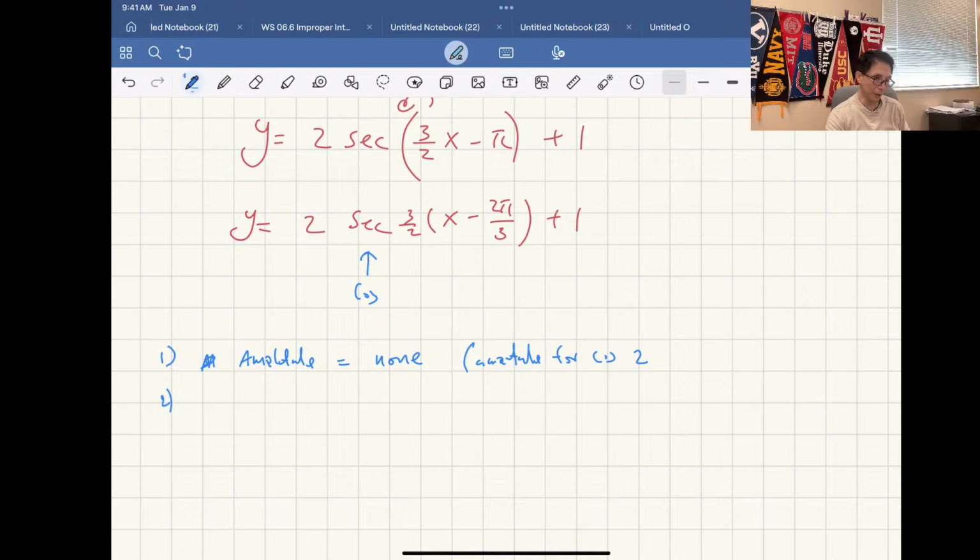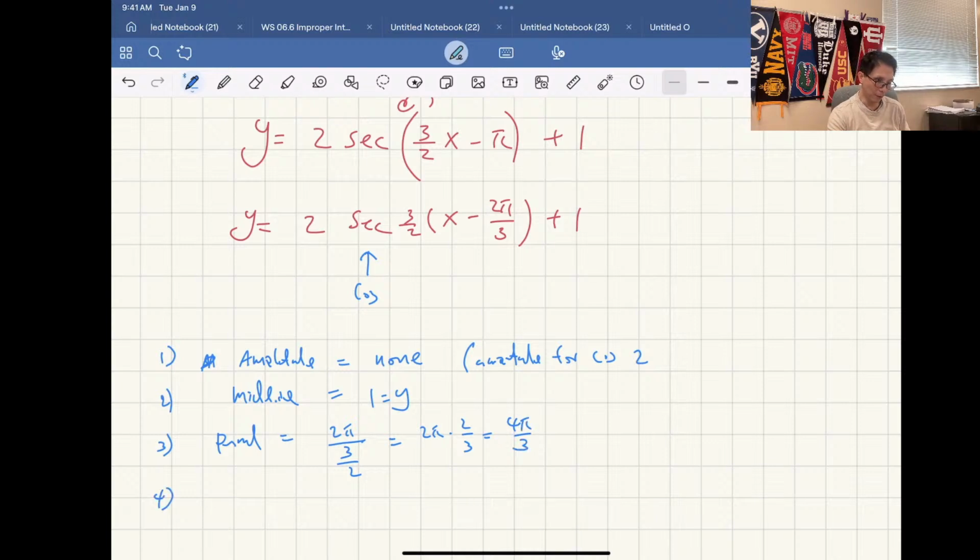Second thing I will get is the midline. So the midline is equal to 1, or y equals 1. You must have that on the graph, y equals 1, and you must put it in the graph. Third, I'm going to know the period. What is the period? Well, it's 2 pi over 3 over 2. So it'll be 2 pi times 2 over 3. So that's 4 pi over 3. Is that okay?